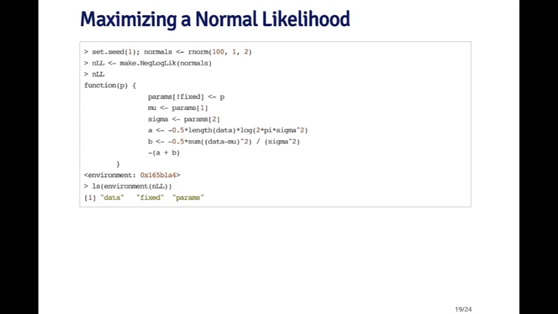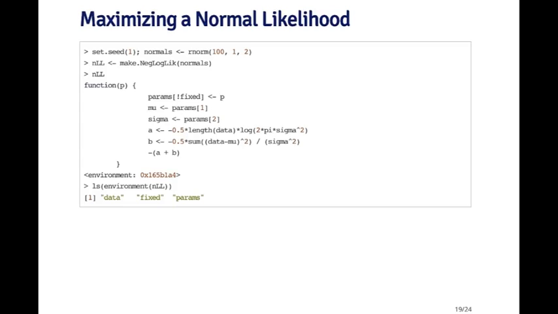And so if you look at this 0x165b1a4, that is a hexadecimal number which gives the address of where the defining environment is located in memory. So if you look at the body of the NLL function here, you'll see that pretty much everything here is either a local variable or a parameter. It comes from the parameter vector p.